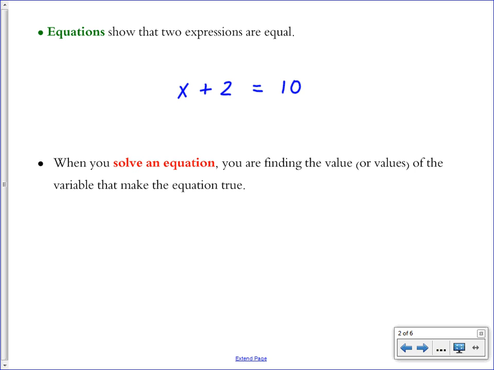the equation true. So in the example that I just put up there, there's only one solution for x, that variable, that would make that equation true. And that solution is x equals positive 8. Because if you take that 8 and replace x with it, 8 plus 2 does equal 10. That gives you a true statement.